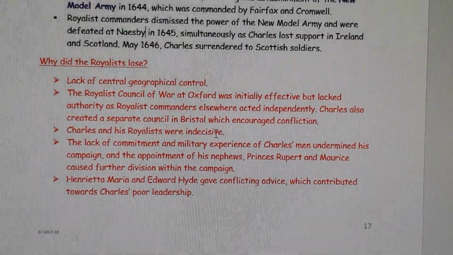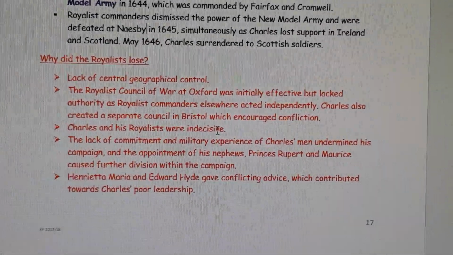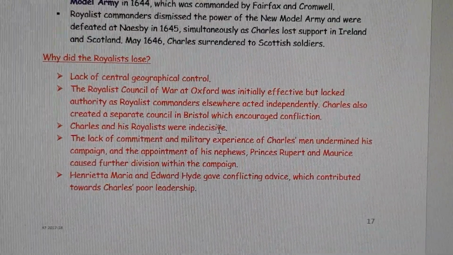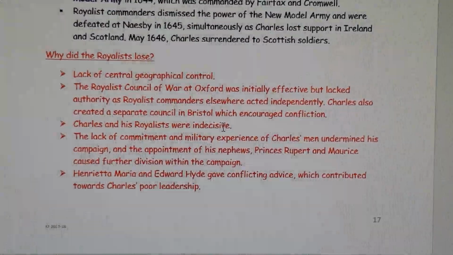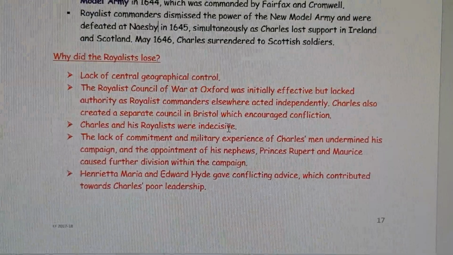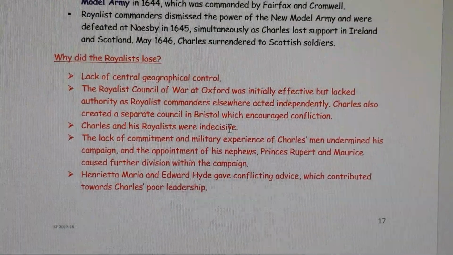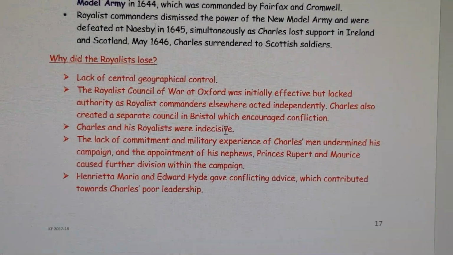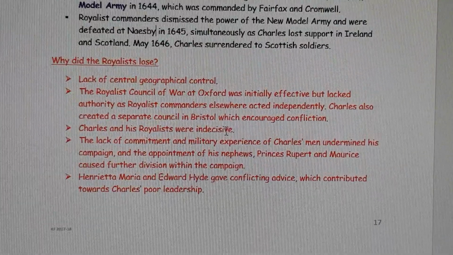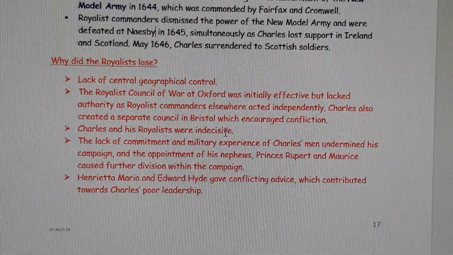So what we need to decipher is, did Parliament win or did the Royalists just simply lose? And there's a slight difference between the two: could Parliament have lost had the Royalists not been so weak? Likewise, could the Royalists have won had Parliament not had certain factors to support them? So we need to decipher between the two. So we need to look at, why did the Royalists lose?